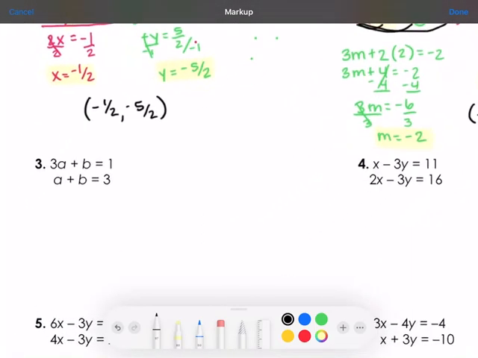All right, number 3. It says 3a plus b equals 1 and a plus b equals 3. So once again, I'm looking for a variable to eliminate. When I look at the a's, I have 3a and 1a. They don't have opposite signs and they don't have the same coefficient, so I'll look at the b's. Here I have 1b and 1b. So these are the ones I'll eliminate, but I can't eliminate them yet because they have the same sign.